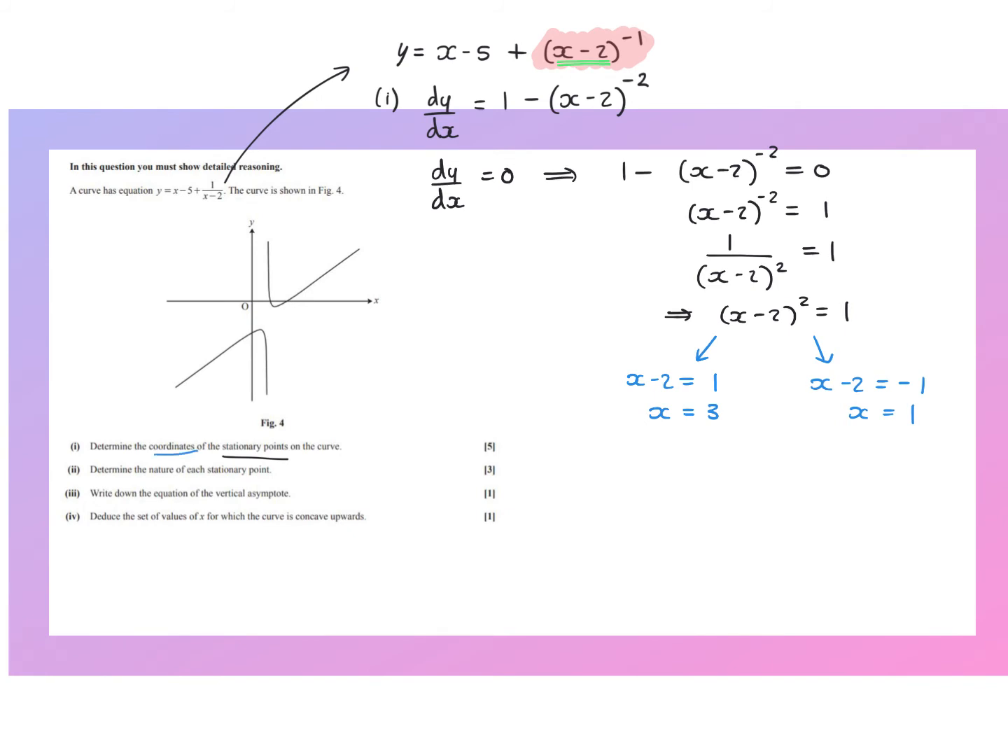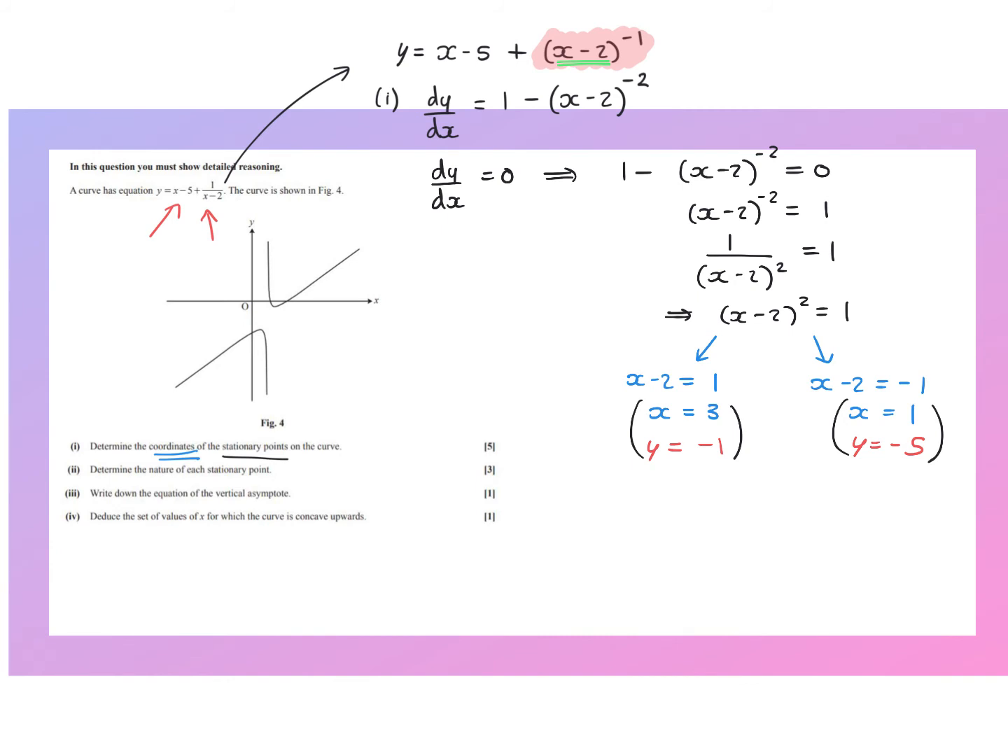Now, the question does ask for coordinates, which means we do actually have to go back and calculate our y-coordinates, substituting back into the original equation. This then gives us y equals negative 1 and y equals negative 5. So we have our coordinates of our stationary points. Now for part 2, we need to determine the nature of each stationary point.